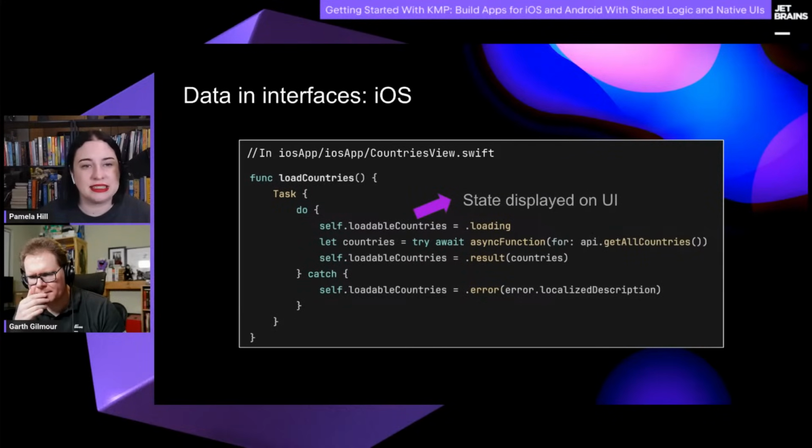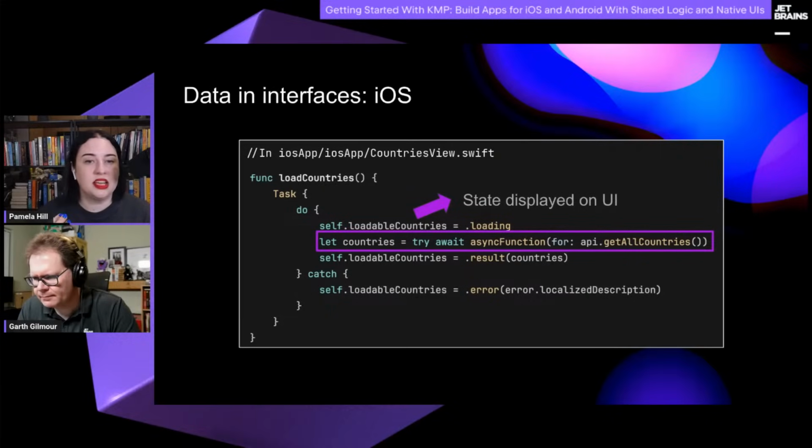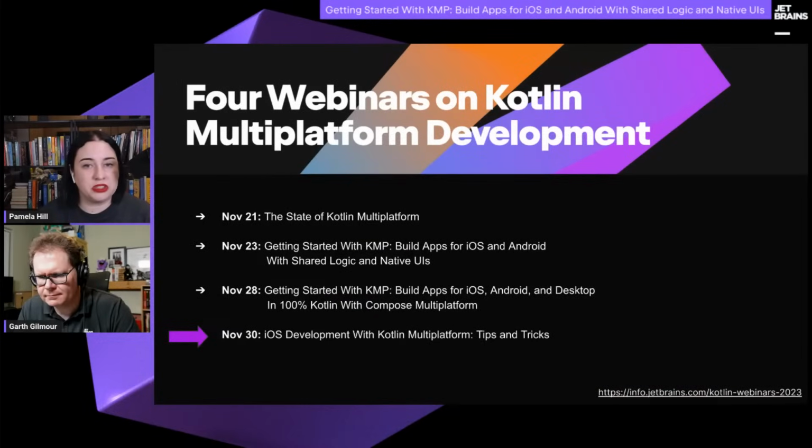And then we get this very interesting piece of code. What this does is it's going to load the countries, and initially the state of the user interface is going to be loading. Then we're going to get all the countries, and we're going to wrap that in an async function over here, and we're going to await the result. And once that result is retrieved, we're going to change the state of that UI to the result state with a long list of countries inside of it. And the way that we do that is with this self.loadableCountries, which is just the state that's displayed on the user interface. It's called a published variable. And that is basically it for how we do SwiftUI stuff.